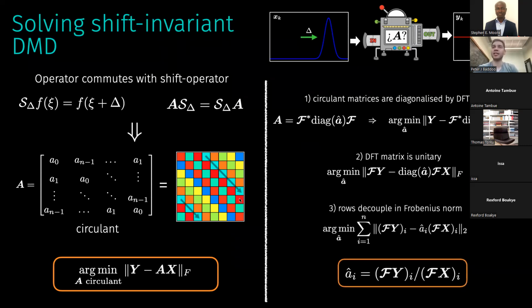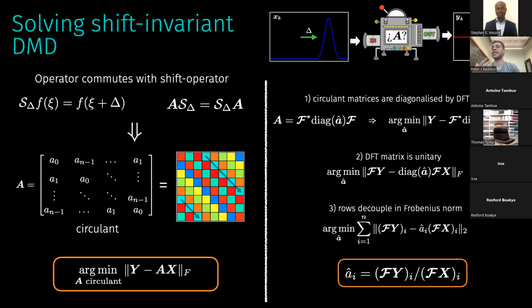The first thing to note is that circulant matrices have a very nice structure. They are diagonalized by the discrete Fourier transform matrix. So all circulant matrices can be represented in this form, where F is the discrete Fourier transform matrix, and A hat is a vector of unknown eigenvalues. Wherever we see A, we can then substitute in this F star diag(A hat) F.